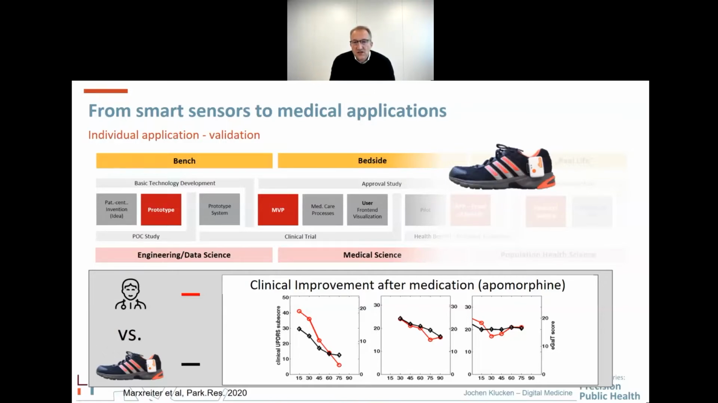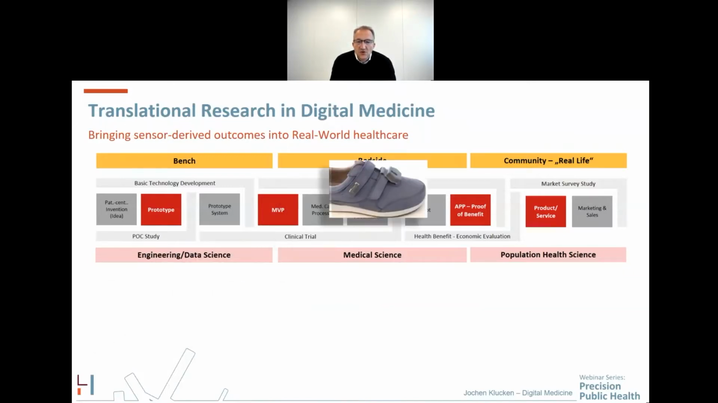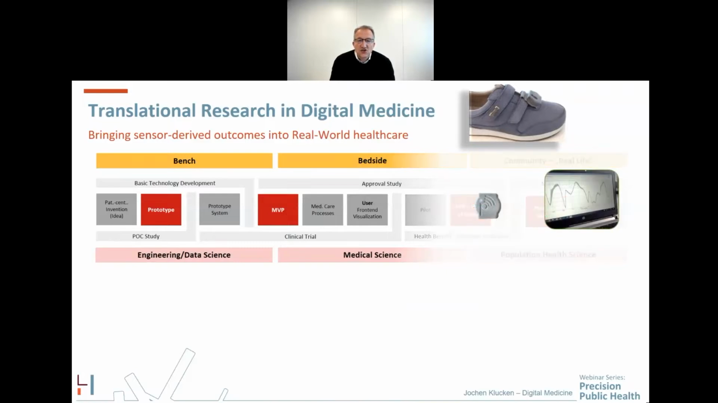This is actually the typical healthcare scenario because not every patient reacts like the other. So if you want to talk about real-world data and real-world application, you have to accept that there are patients that respond very differently from each other. This was just the example of going through the whole way, starting at bench to bedside and then really going into the community with a sensor that is attached to a shoe.